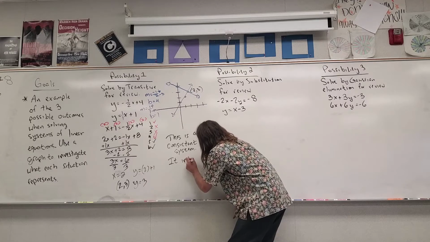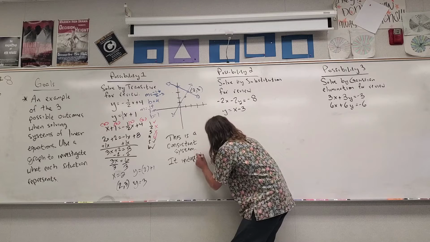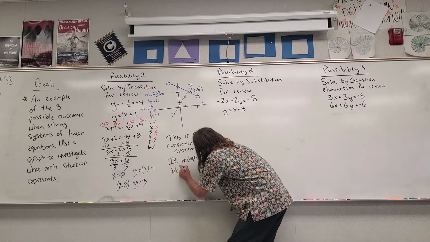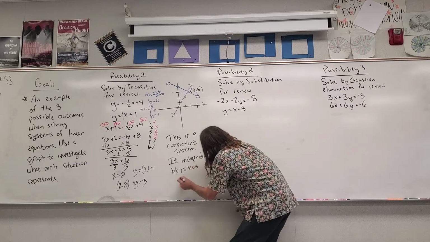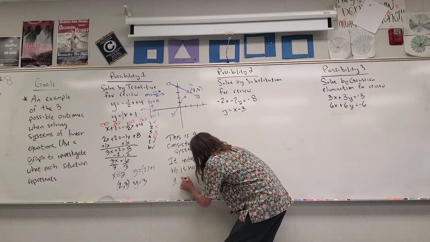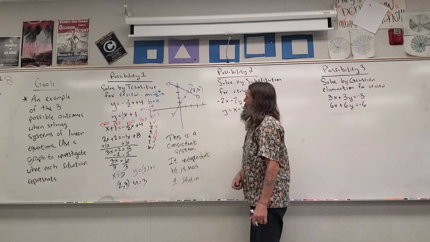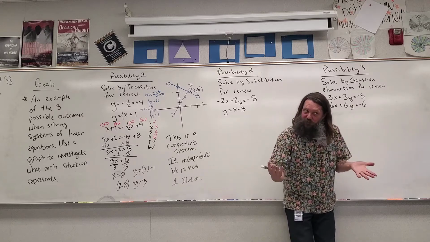I-N. It's independent because it has one solution. I'm rushing. Slow your roll. All right. So possibility 1, the lines cross and we get a solution.